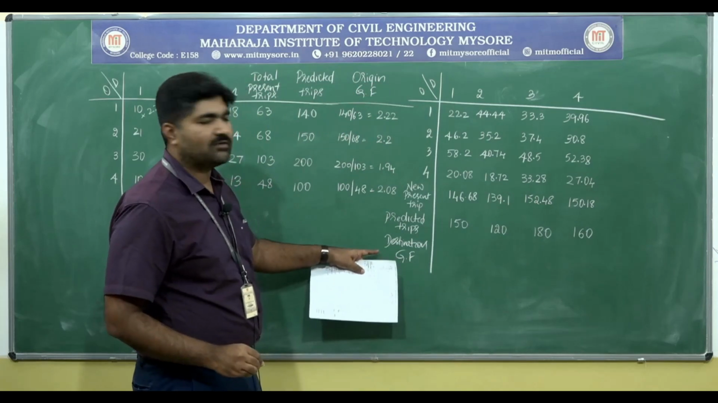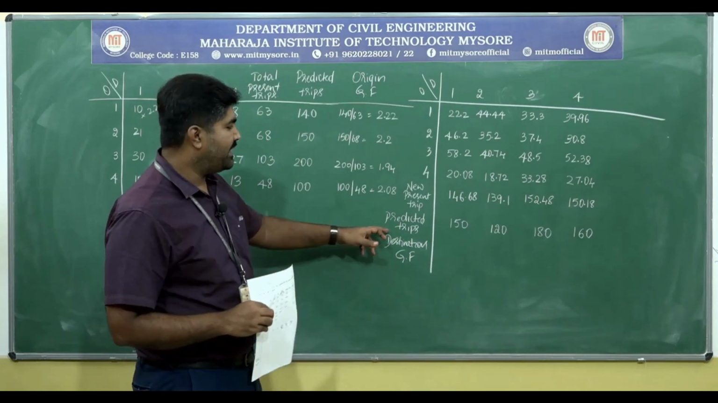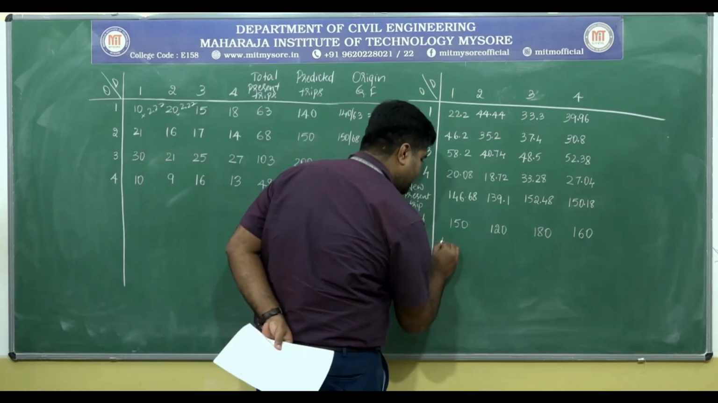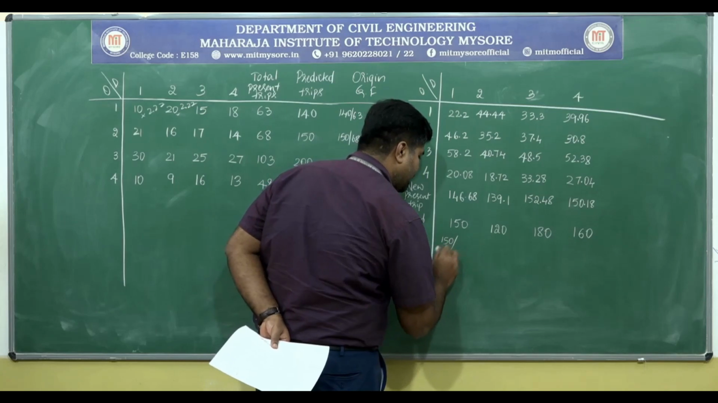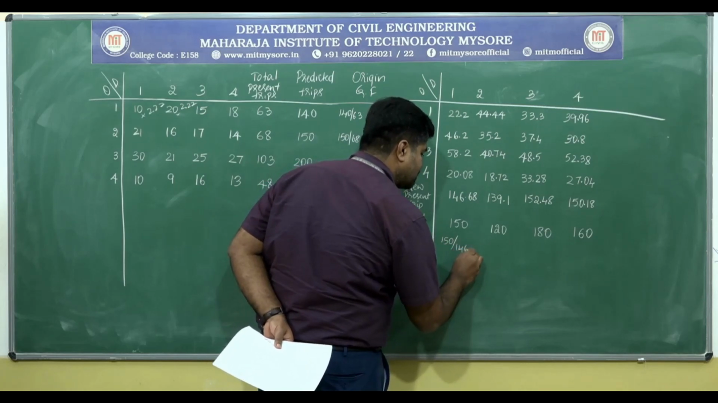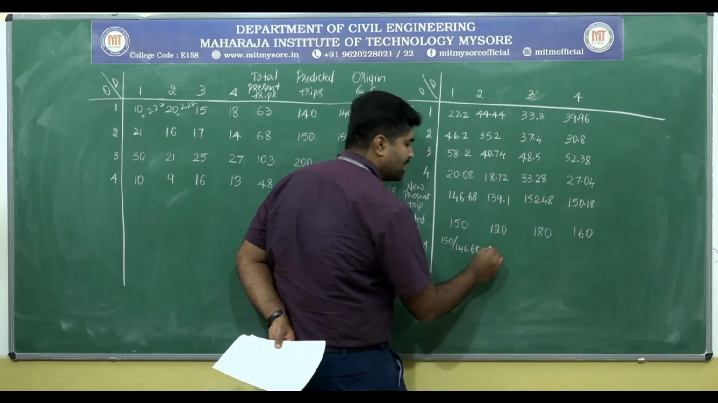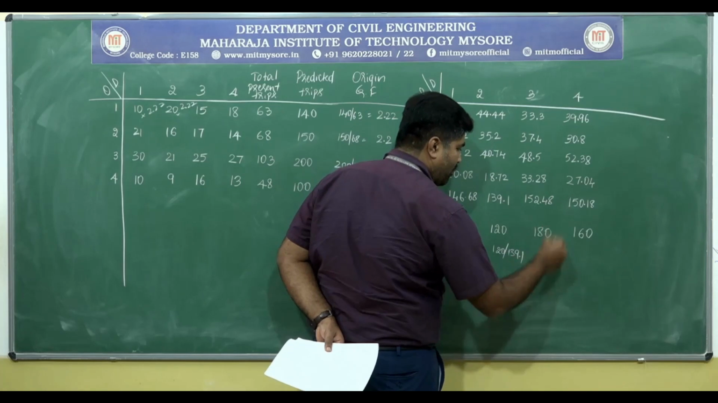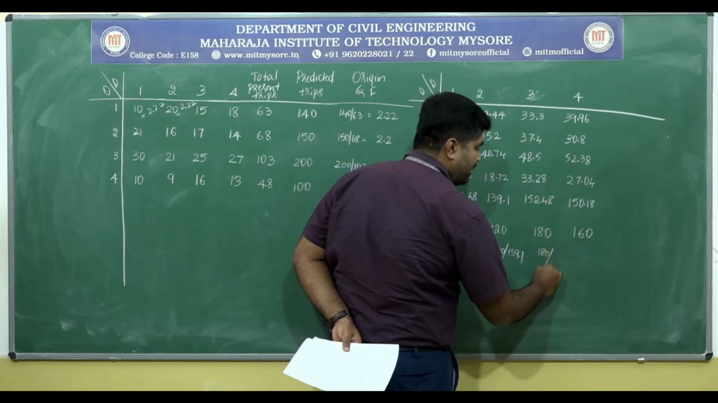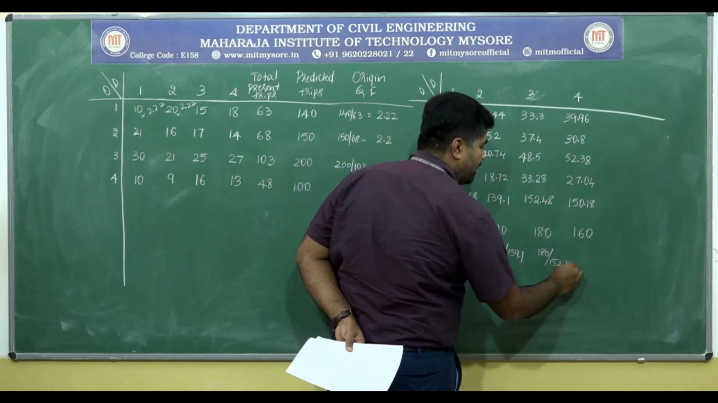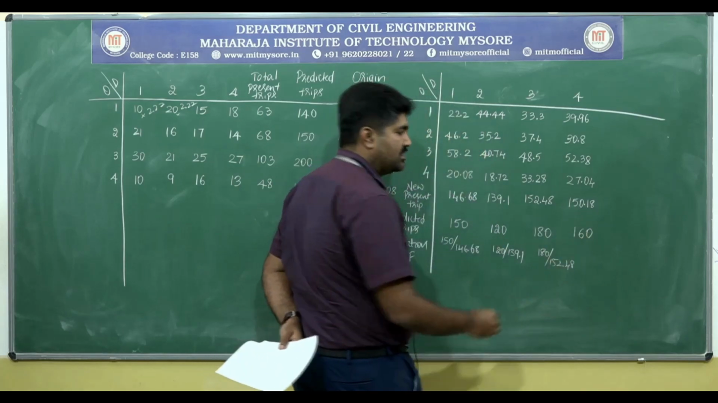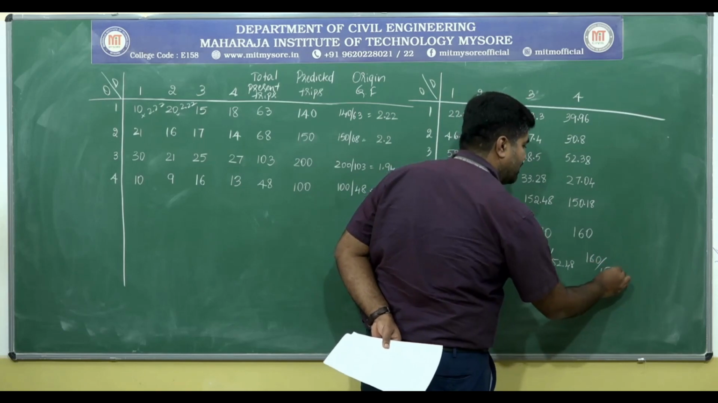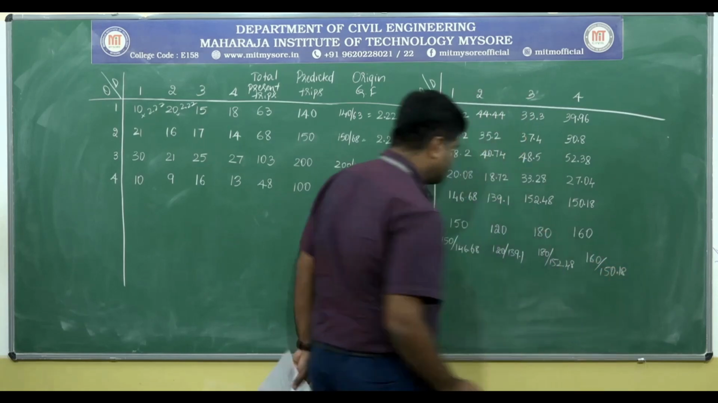We know the growth factor will be obtained by dividing the predicted trips by the new present trips. Okay, 150 divided by 146.68. Similarly, 120 divided by 139.1, 180 divided by 152.48. Similarly, 160 divided by 150.18. Okay, how much you will get?